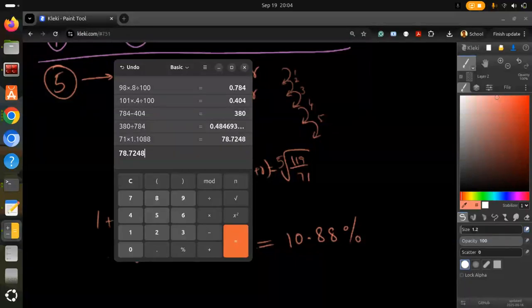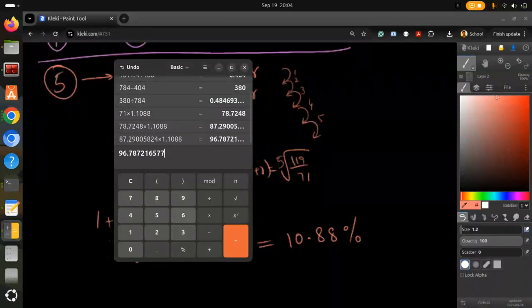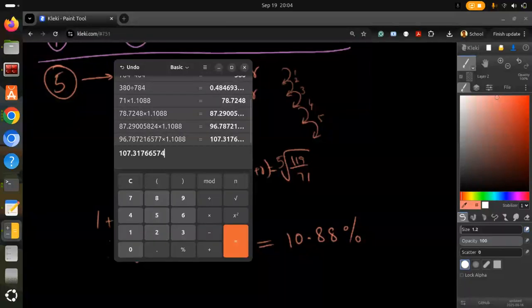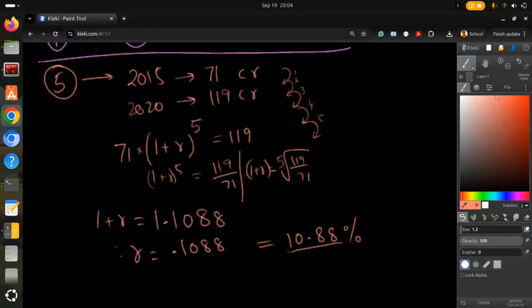Again, the same thing I want to repeat: multiplied by 1.1088, again multiplied by 1.1088, again multiplied by 1.1088. I hope I am doing everything correctly. Again multiplied by 1.1088. How many years happened? This is 2015, 2016, 2017, 2018, 2019, 2020. So we see 118.99382, which is almost equal to 119. So our calculation is correct.